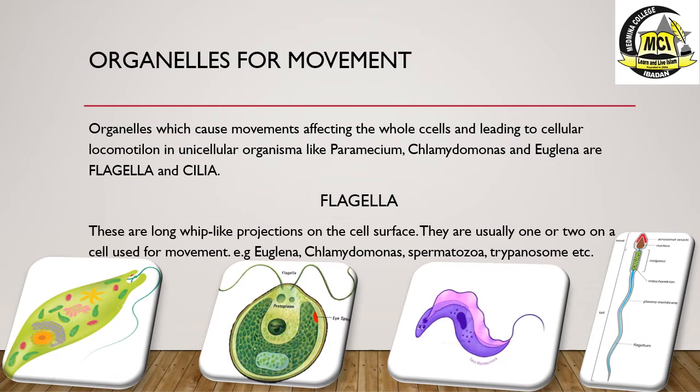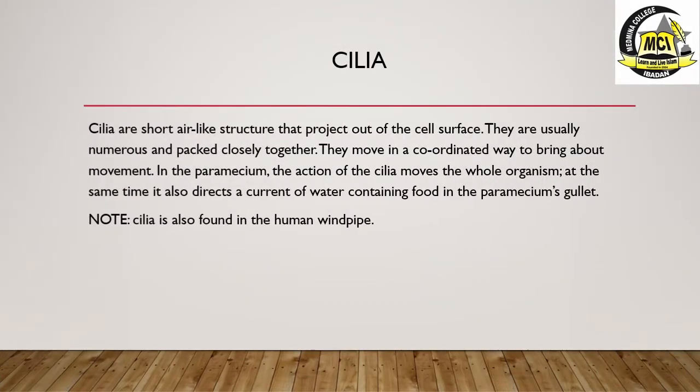Okay, let's move on. The next slide, please. Cilia are short hair-like structures that project out of the cell surface. They are usually numerous and packed closely together. They move in a coordinated way to bring about movement. You see, they are very small.